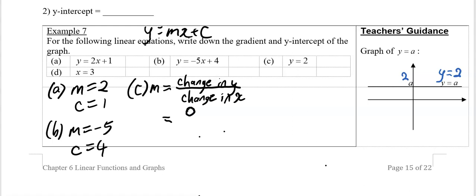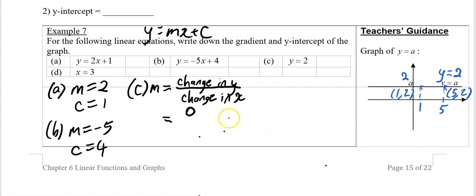So actually, if I have for example here as 1 and here as 5, basically this means that this point over here is (1, 2) and this is (5, 2).